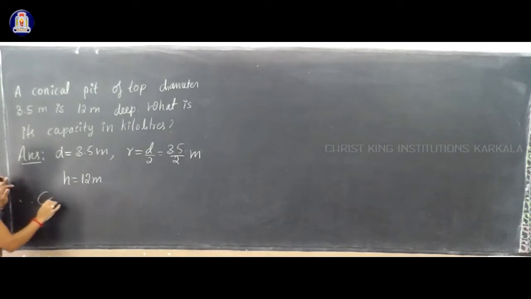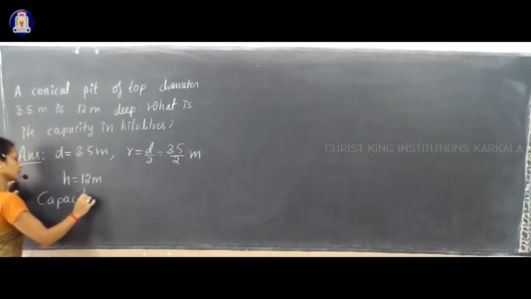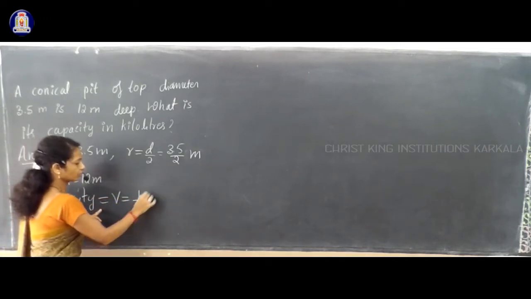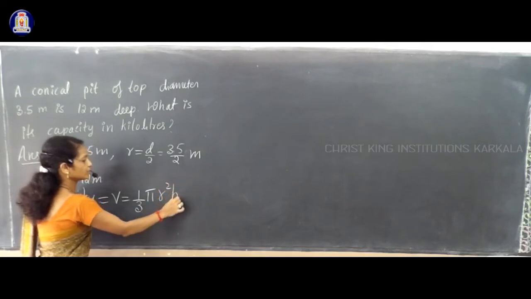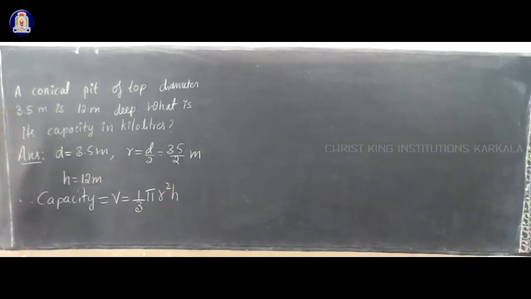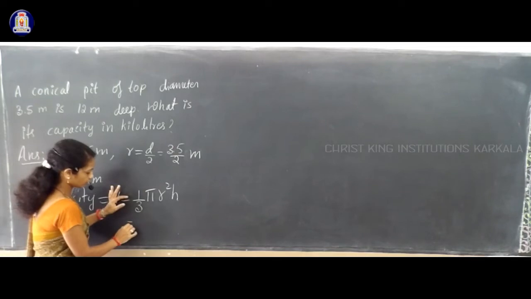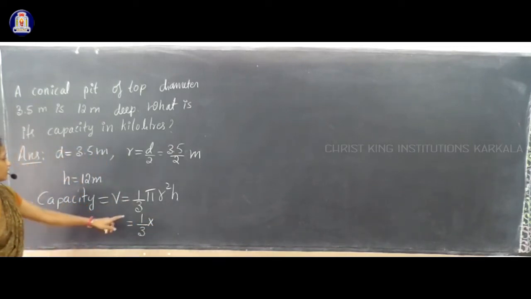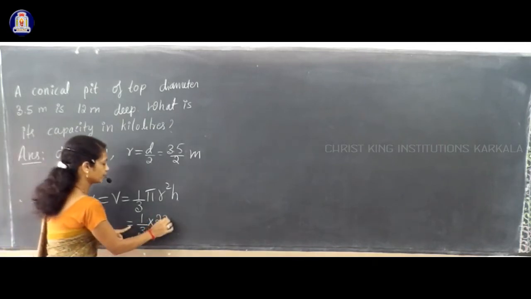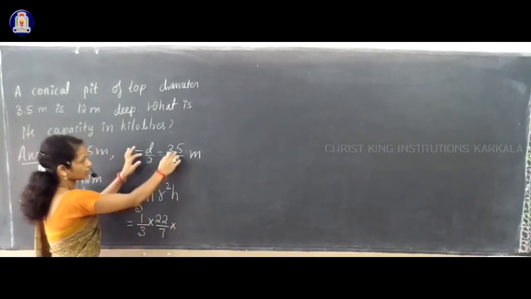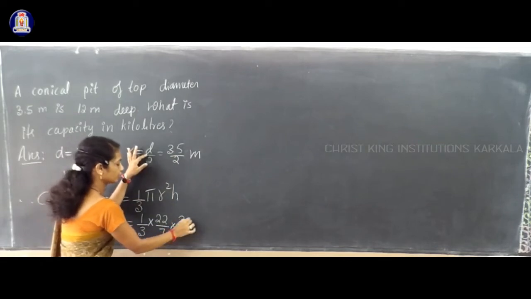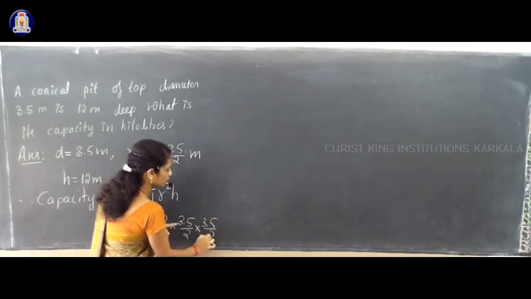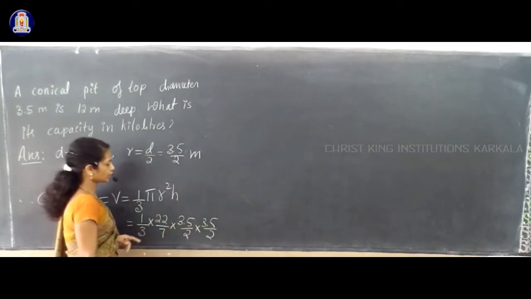So therefore, capacity means always keep in mind you have to find volume. Volume is equal to 1 by 3 into pi into r square into h, because the pit is conical in shape. So we have to use this formula and replace the values. 1 by 3, then pi is 22 by 7, and r square, r is 3.5 divided by 2, r square is you have to write 3.5 divided by 2 times 3.5 divided by 2, r into r, that is r square, into h.